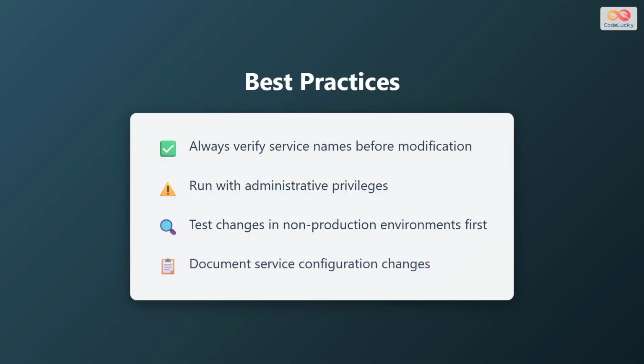Before we wrap up, here are some essential best practices. Always verify service names before making modifications to avoid accidentally changing the wrong service. Make sure you run PowerShell with administrative privileges, as service modifications require elevated permissions. Test your changes in non-production environments first to avoid disrupting critical services. And finally, document all service configuration changes for future reference and troubleshooting. Following these practices will help you manage services safely and effectively.